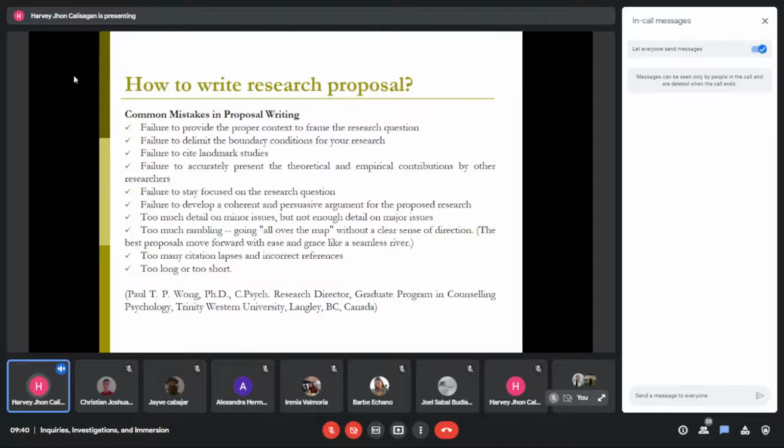So, if you think that your research is weak and it has no direction, then try to change the concept. Okay, try to change the direction into a prosperous one. Because if you allow yourself to focus on studying something that has no point, then it is pointless anyway, right? Next, too many citation lapses and incorrect references.